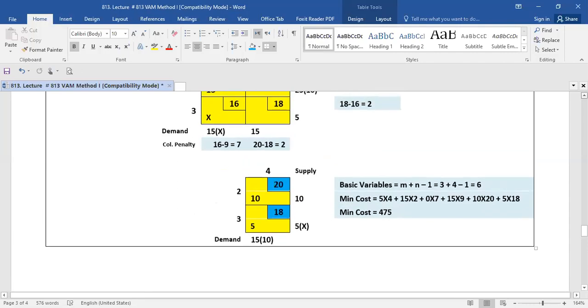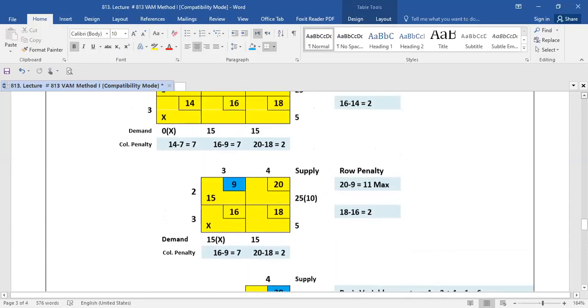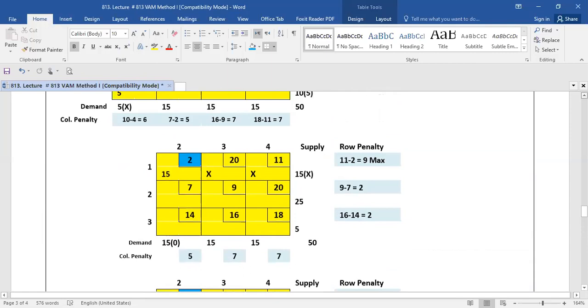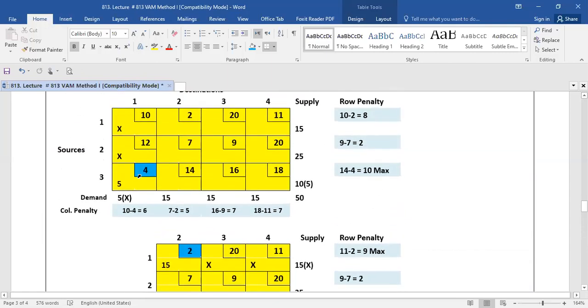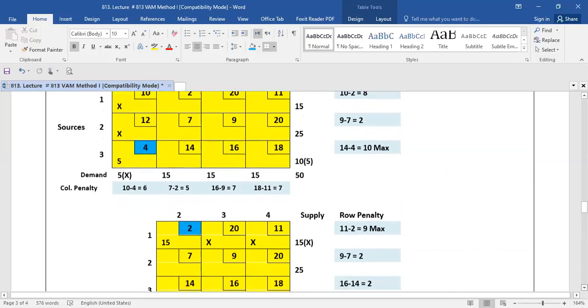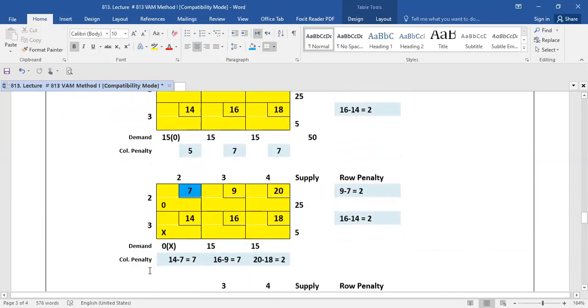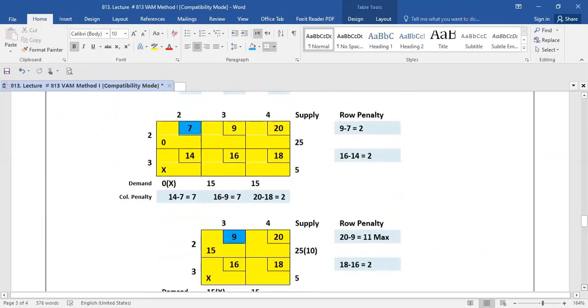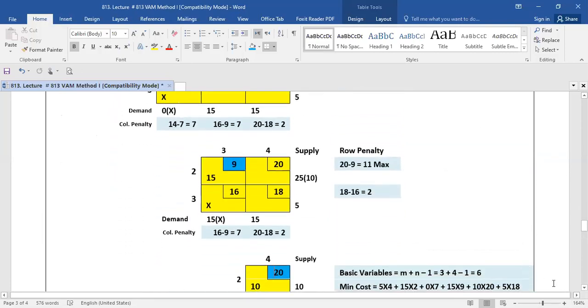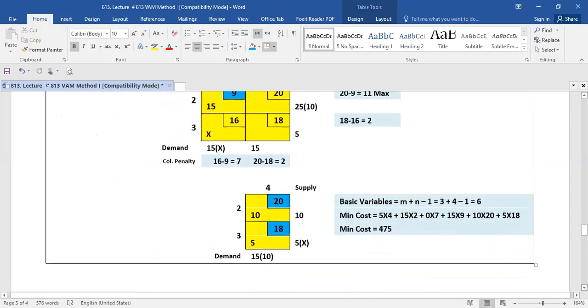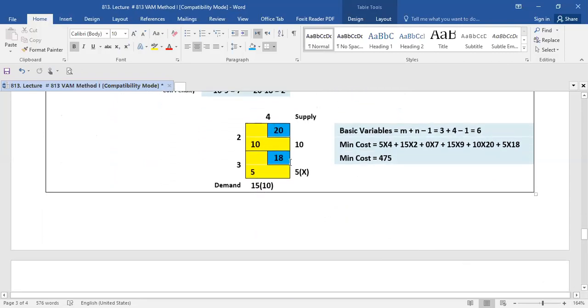You will multiply each allocated value with its corresponding cost. You will multiply 5 by 4, 15 by 2 and 0 by 7. Then here you will do 15 by 9, 10 by 20 and 5 by 18. You will write it here and you will find the minimum cost in this way, which is 475.